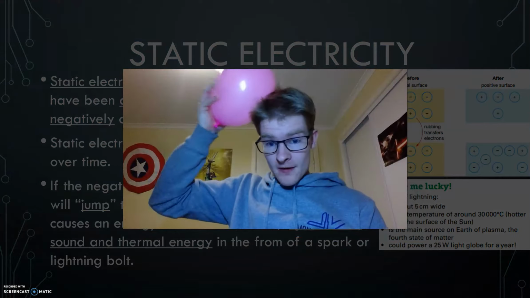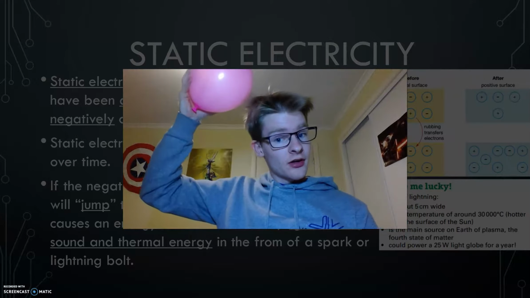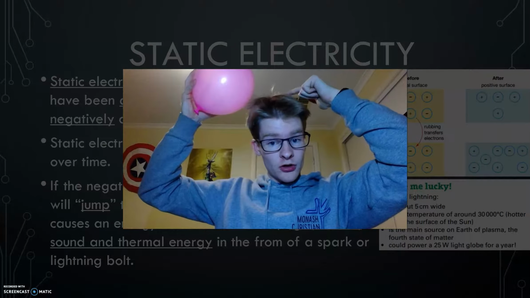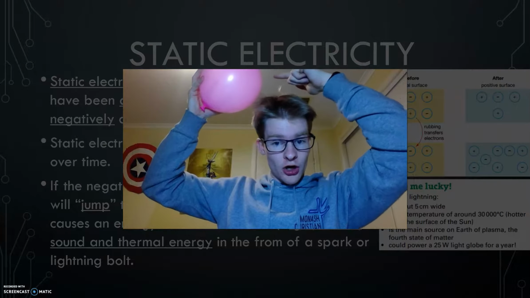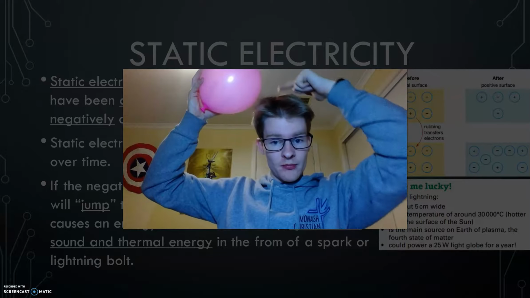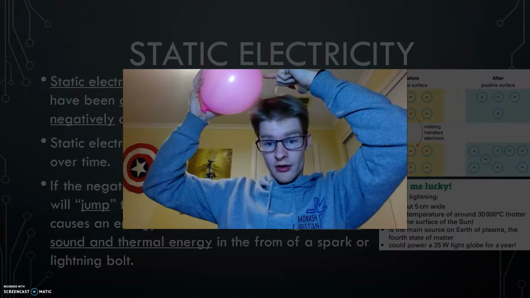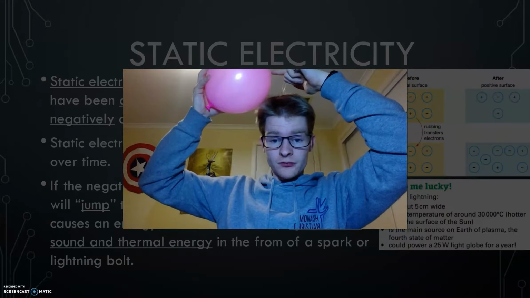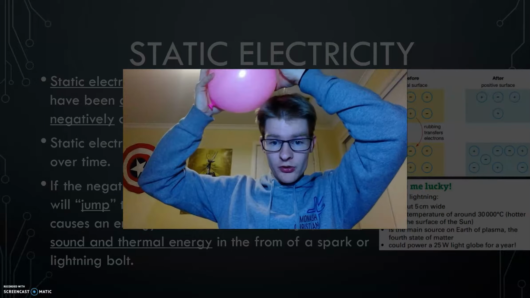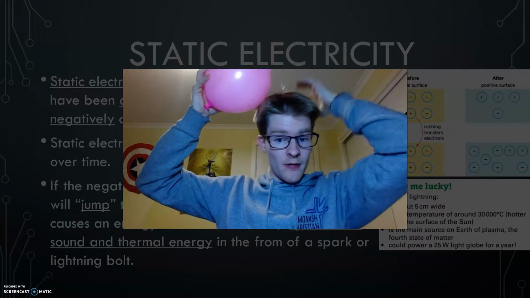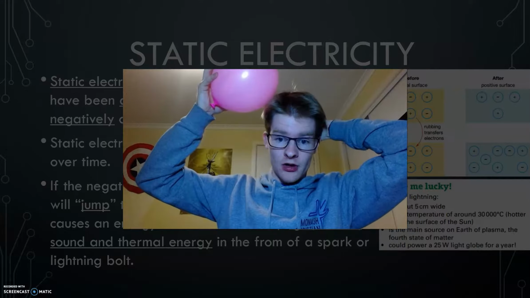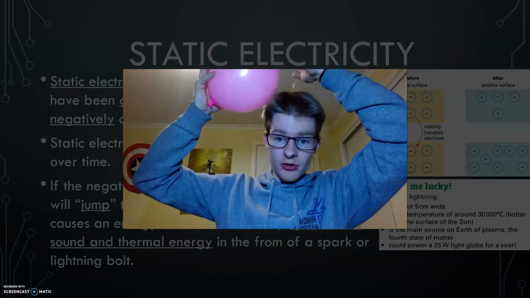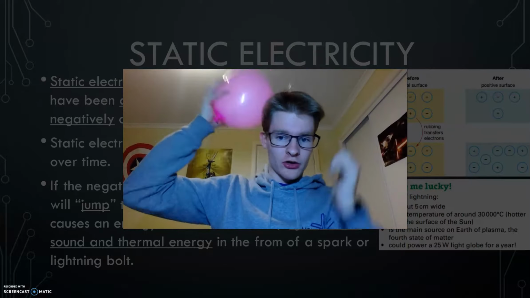So if I move this balloon and start to raise it, what's happened is the electrons from my hair have actually moved onto the balloon. That's the movement of electrons from one surface to another. Electrons have moved from my hair onto the balloon. This has meant that this balloon has more electrons than normal. My hair has fewer electrons than normal. My hair is positively charged because it's got fewer electrons. The balloon is negatively charged because it's got more electrons.